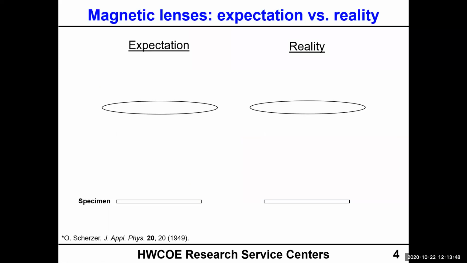A great way to demonstrate this, I'm sure you've all seen, is kind of like a running internet gag, the expectation versus reality, right? Your expectation with a lens is that you have something like this.